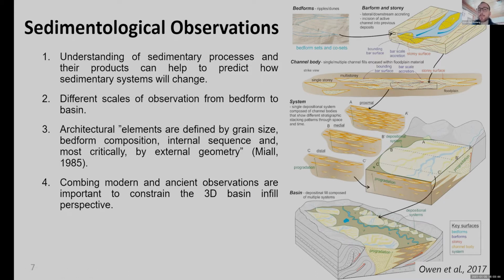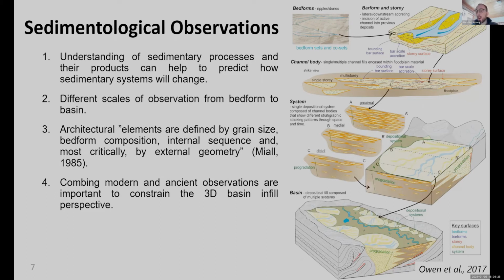So typically with sedimentological observations, what we're trying to understand is the sedimentary processes and their products of deposition, and then trying to relate how those will change with time. And we can look at this from different scales of observations, whether it be from the bed form, the individual sedimentary structures that are developing through time, to the bar form size, the individual mid-channel bars, for example, all the way up to how this connects into the basin scale.